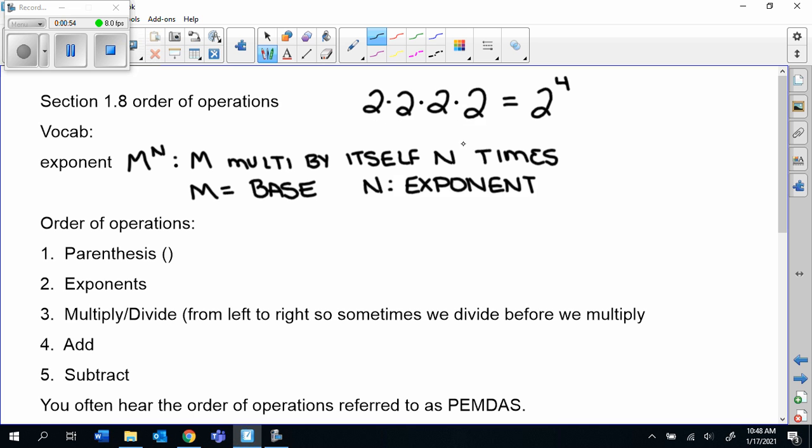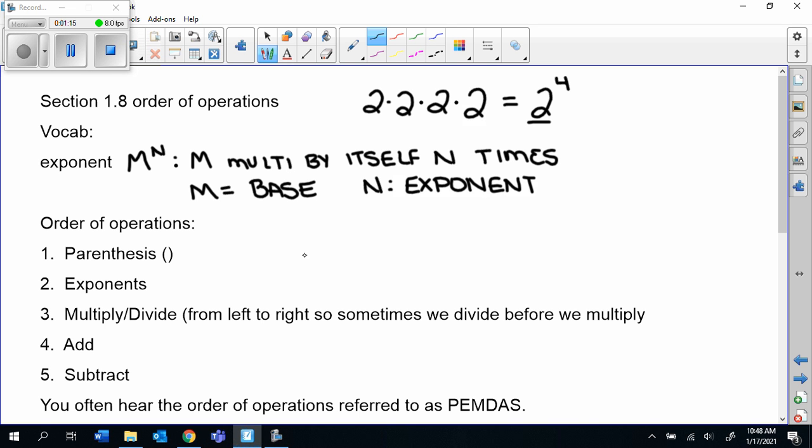and it makes it a little more simple rather than writing that out, especially if you have something like 2 to the 30th. That would be quite a few 2's to write out. So this enables us to simplify that notation. The 2 is known as the base, and the 4 is known as the exponent. So just a little background information there.